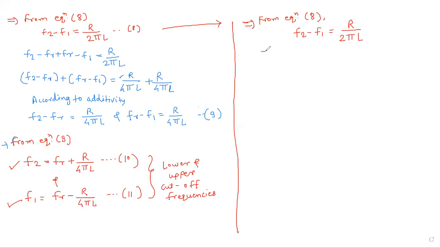Okay, now what to do here? A new step here: divide both sides by Fr. Divide both sides by Fr. So what we are getting: F2 minus F1 divided by Fr is equal to R by 2 pi L into Fr. Okay, this you can consider as equation number 12. F2 minus F1 divided by Fr is equal to R by 2 pi L into Fr.